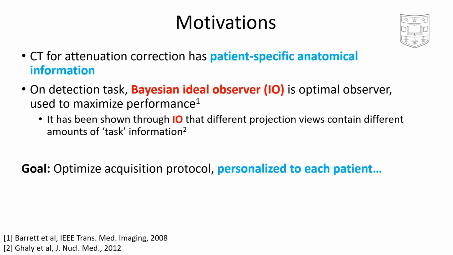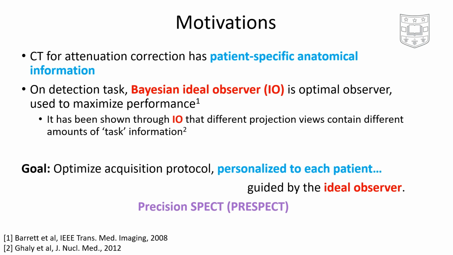Therefore, we could set out a goal to optimize acquisition protocols for myocardial perfusion SPECT in a manner that is personalized to each patient, but is guided by the ideal observer as well. To this end, we propose a method which we dub precision SPECT or PRESPECT, and we will now move into the mechanisms of our method.